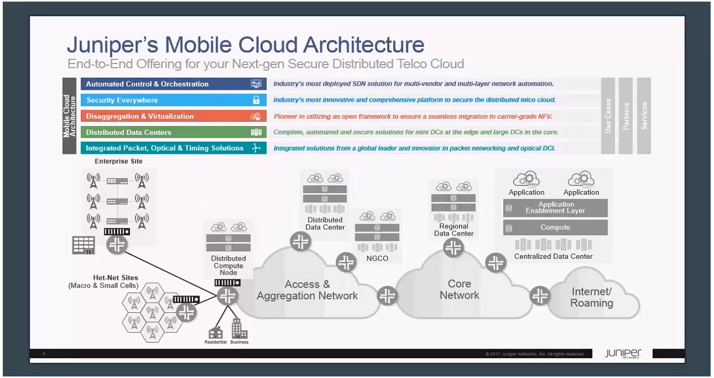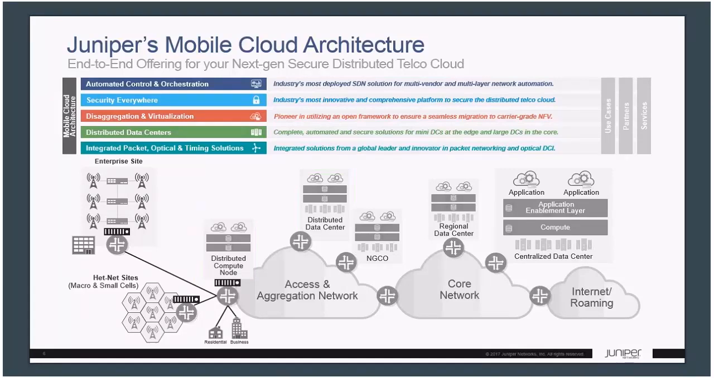So this slide shows a nice summary of the value proposition of Juniper's mobile cloud architecture. Starting at the bottom, integrated packet optical and timing solutions. Juniper offers integrated solutions from a global leader and innovator in packet networking. We're well known for our router portfolio, which includes ACX, MX, and PTX, and also for our optical data center interconnect capabilities. This is with our BTI product line, which came from the recent acquisition of BTI Systems.